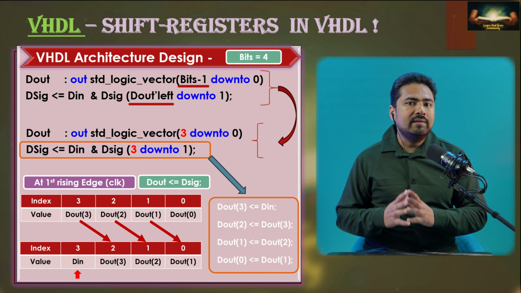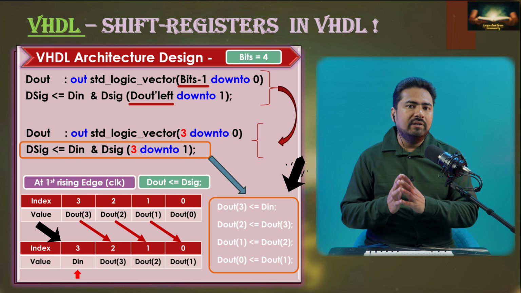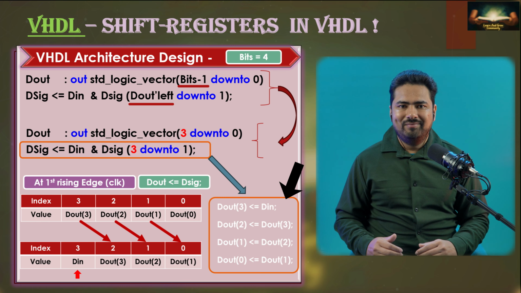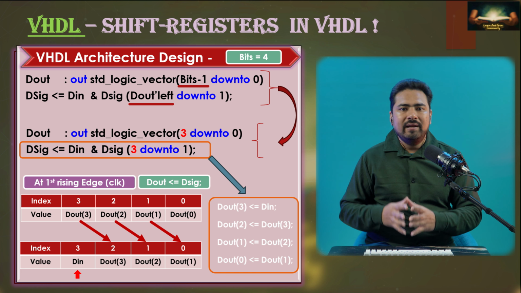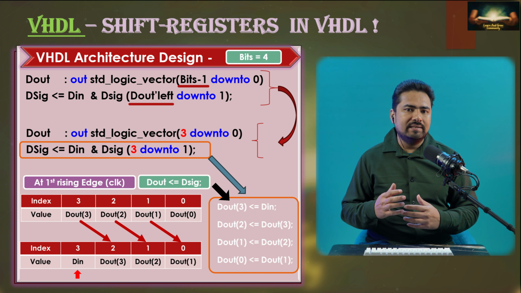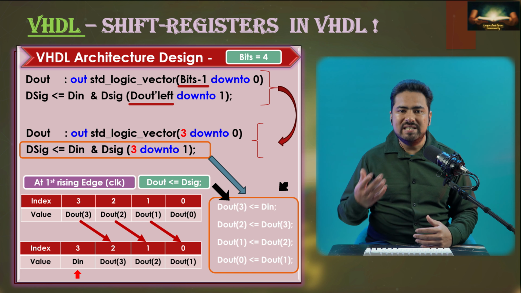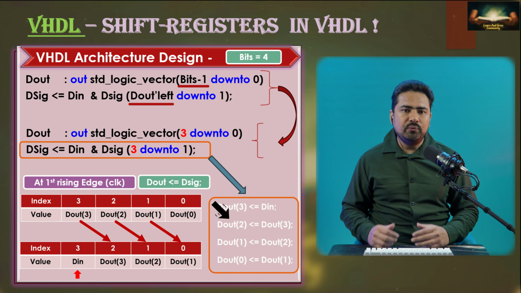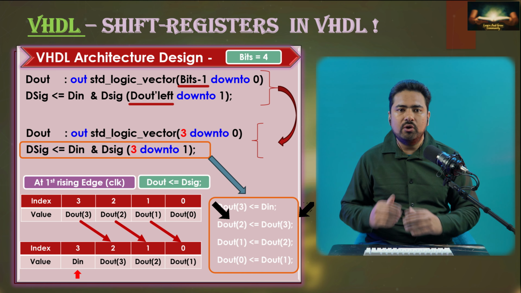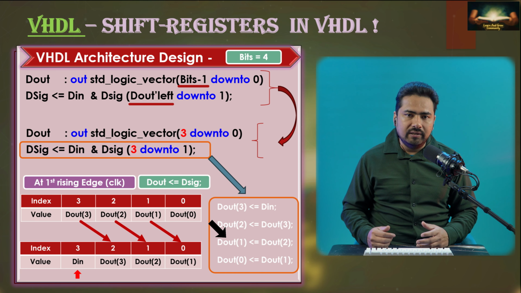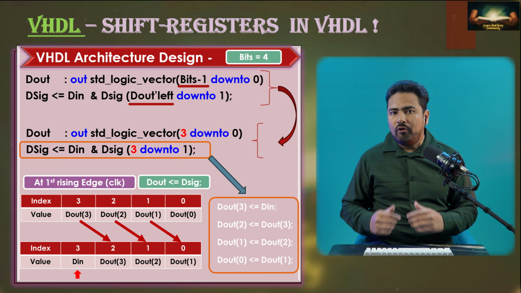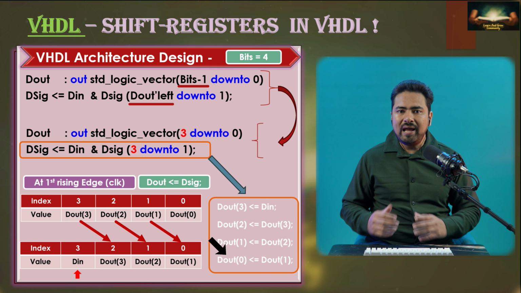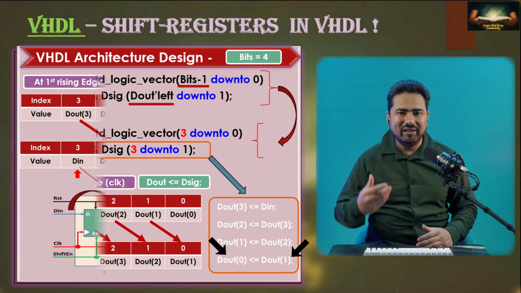So think a bit, can we map this with these four statements? Here is the breakdown of the elements on the right hand side. The leftmost index, which is index 3, has input D in. At index 2, we have the element D out 3. At index 1, we have the element D out 2. Finally, at index 0, we have the element D out 1.